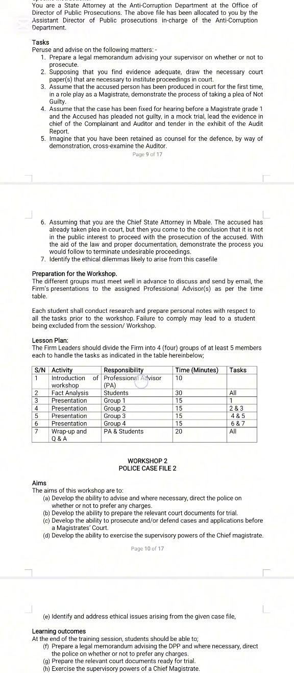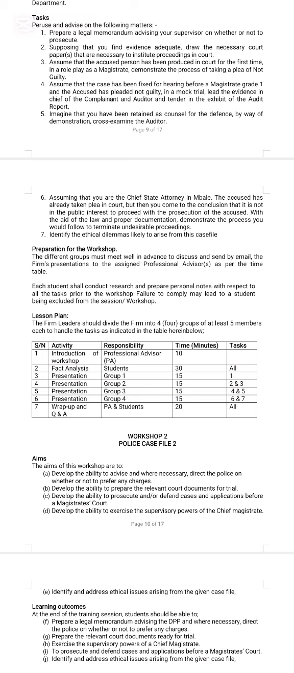So assume that the case has been fixed for hearing before a Magistrate Grade 1 and the accused has pleaded not guilty. In a mock trial, read the evidence in chief of the complainant and the auditor and tender in the exhibit of the auditor's report. So basically, when you're reading the evidence in chief of the complainant: My Lord, Counsel Peter appearing for the state, and we are ready to read the evidence of prosecution witness number 1. And then, my Lord, I pray that the witness be allowed to take the stand. So when the witness takes the stand, the witness is administered the oath first. Then after that: can you please tell this honorable court your name?